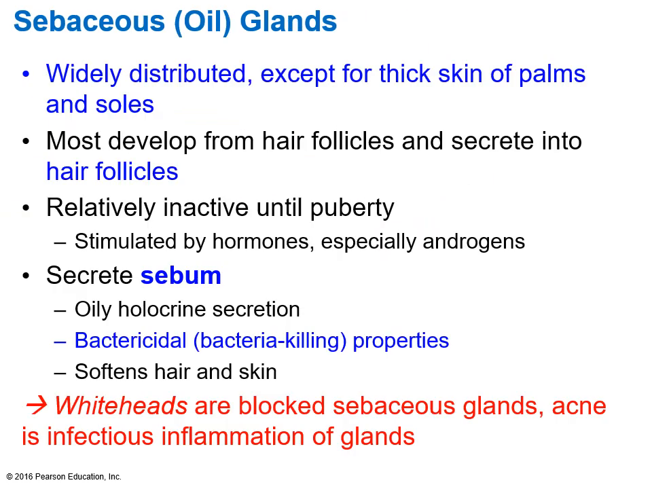You also have sebaceous glands. Sebaceous glands produce more of an oily secretion, aka sebum. And the thought process about the sebum is that it's supposed to soften the hair and the skin. This one will also develop from the hair follicles and secrete into it.